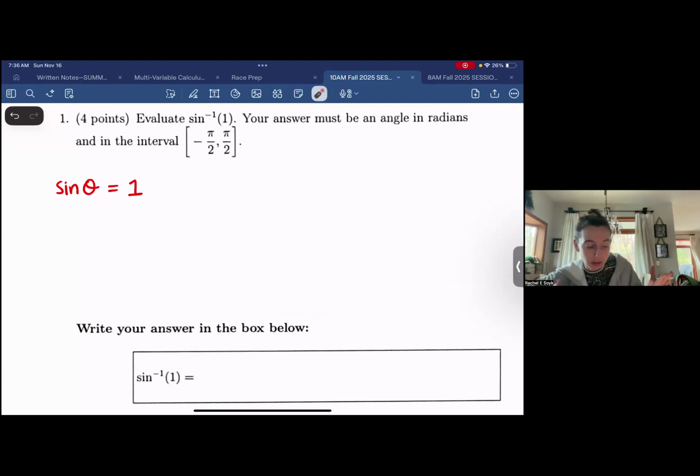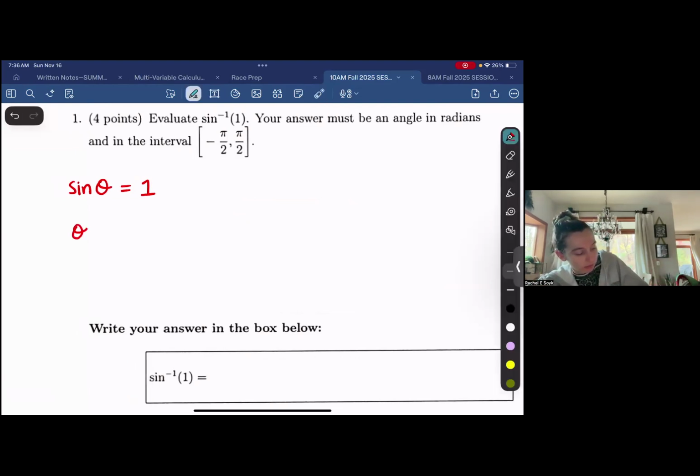90 degrees, also known as pi over 2. So that's your answer. This is the only answer within that interval. So we're done.